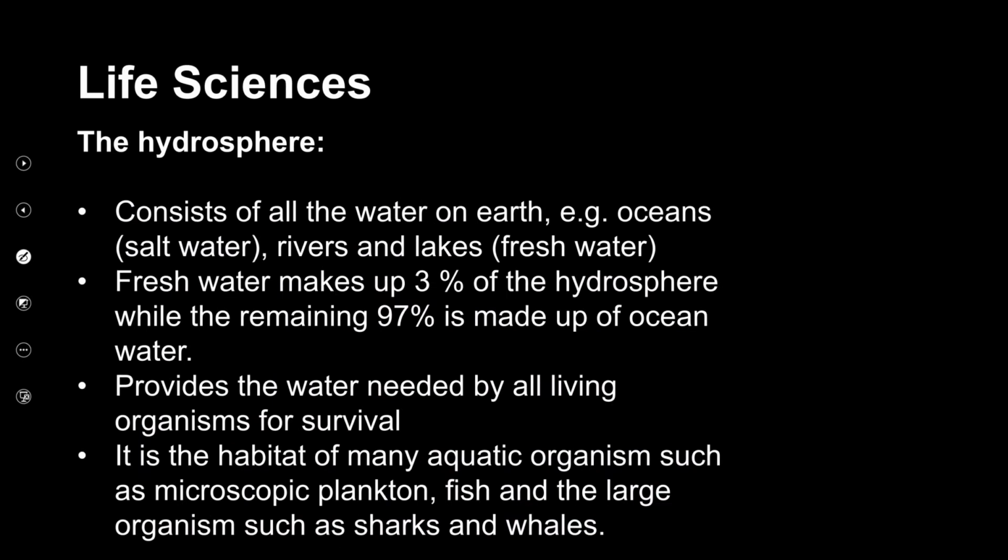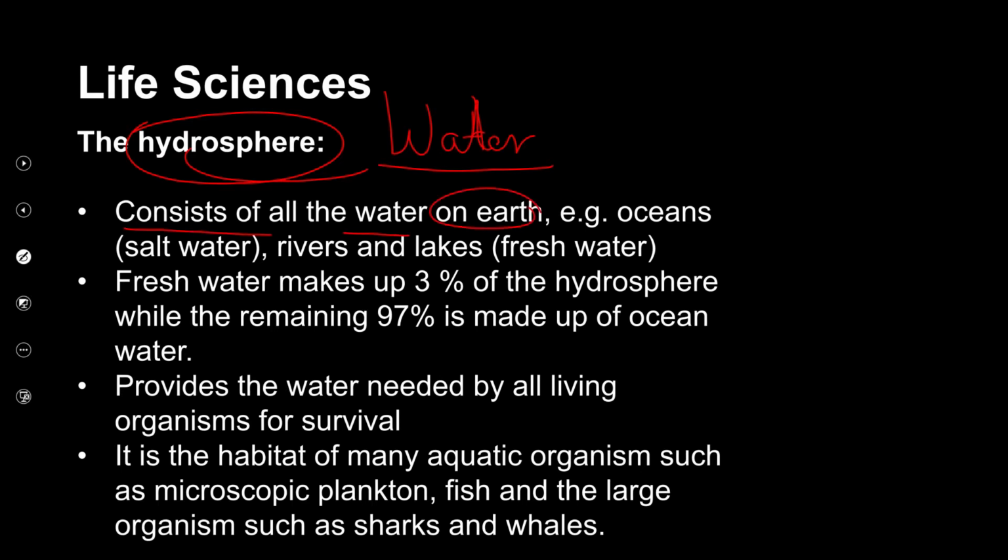Okay, the hydrosphere. The word hydro refers to water, so this would refer to the layers that are involved with supporting water and life forms in water. This consists of water on Earth, and this would include the oceans, which are the salt water, as well as your estuaries, as well as rivers and lakes, which are your freshwater systems. Your freshwater makes up 3% of your hydrosphere, while the remaining 97% is made up of your oceans. And as we discuss this point, it's important that we recognize that our freshwater ecosystems are only 3%.